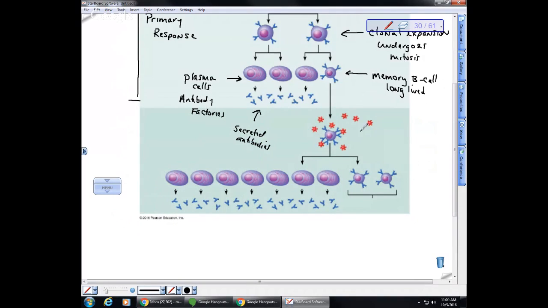So this is a memory B cell. And notice how when it divides, it divides really fast and rapidly. And so those would be plasma cells and more memory B cells. Okay, so these would be plasma cells and these are memory B cells.